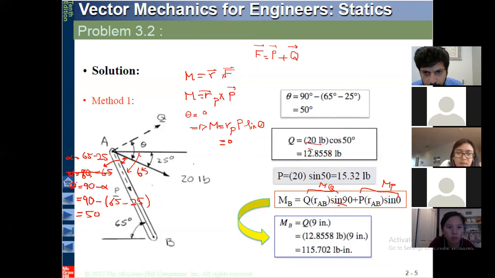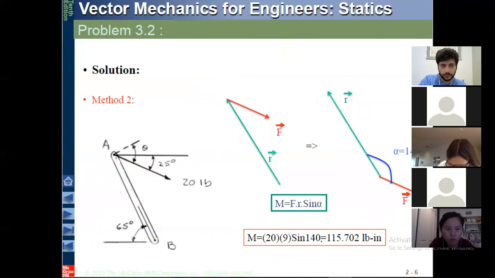So this component, as we discussed, is equal to 0, and you would only have moment from component Q. So MB would be equal to 115 pound-inch. You should be careful also about the units. The moment has unit of force times displacement, because it is the cross product of the position vector and the force vector. So you have to be careful about the unit.